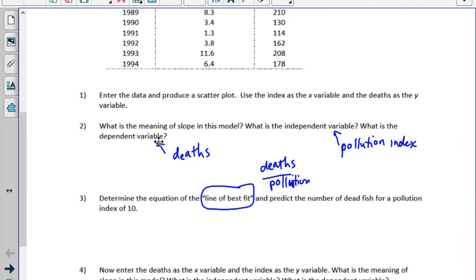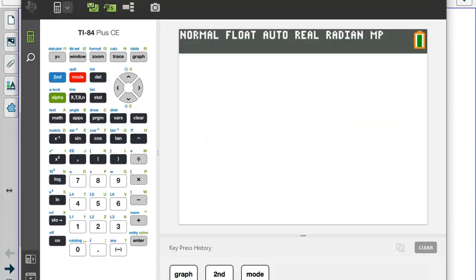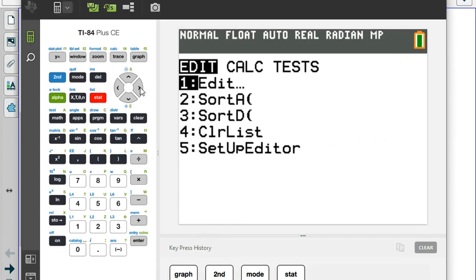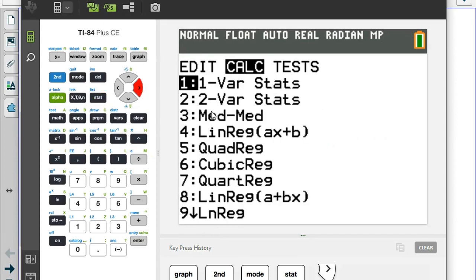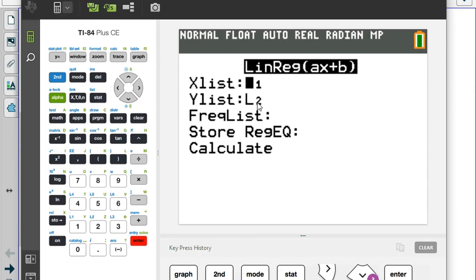fit. The way that I determine the equation of the line of best fit is I go back to the calculator, and then on the calculator, I hit the stat button again. I hit the right arrow to go to calc, and then I look for linear regression. So notice it's going to give us something that looks like slope-intercept form. So A is going to represent the slope, and B is going to represent the y-intercept here. If you choose 8, it will give you the exact same answer, except your A and B will be flipped. So just be aware of that. So x is L1 and y is L2.